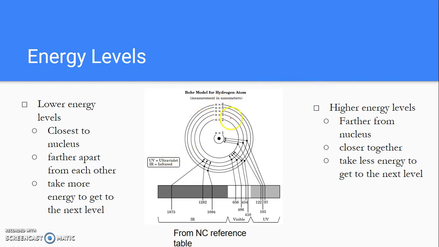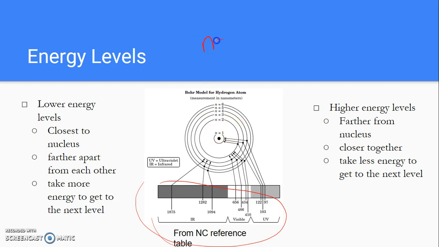Now, let's talk about those energy levels. Here's a picture of Bohr's model. This is giving more information down here at the bottom right than we need to worry about right this moment. I'm more concerned with the rings up here. The lower energy levels are these that are closest to the nucleus. And as you can tell, they are farther apart. So there's a big distance between energy level 1 and energy level 2.